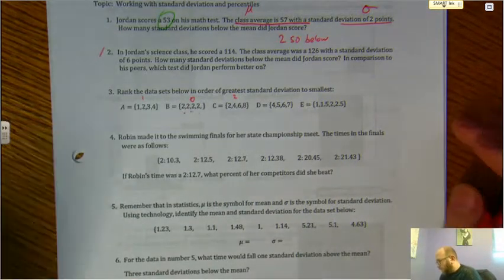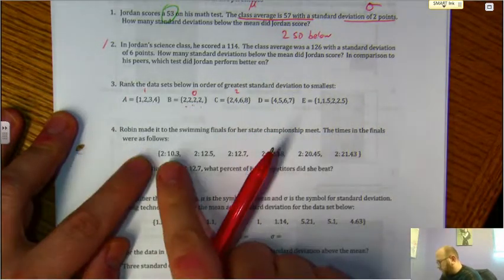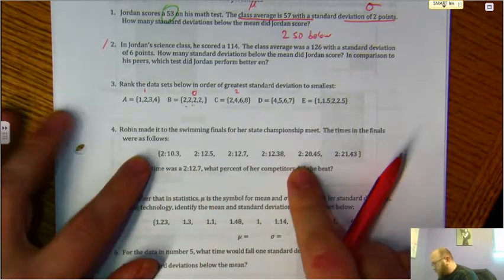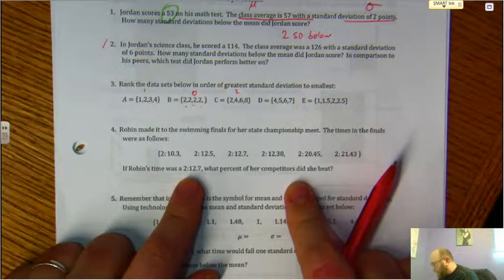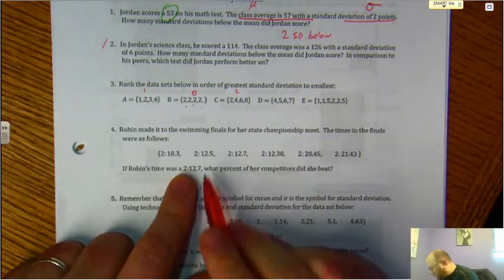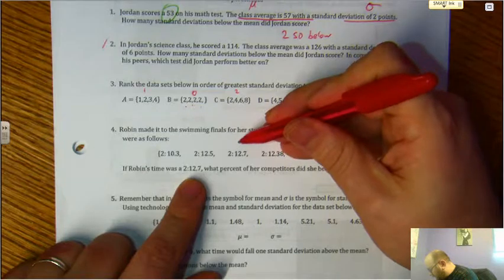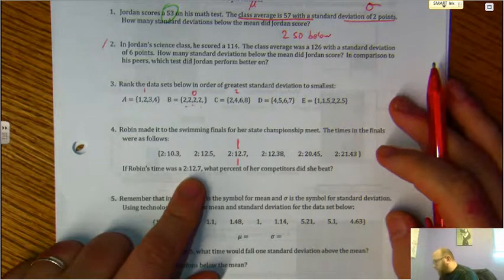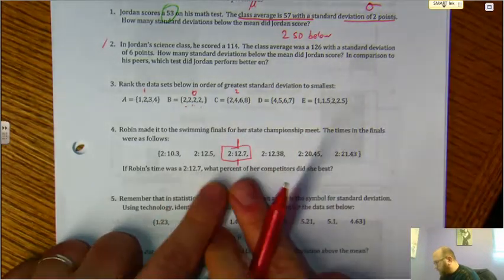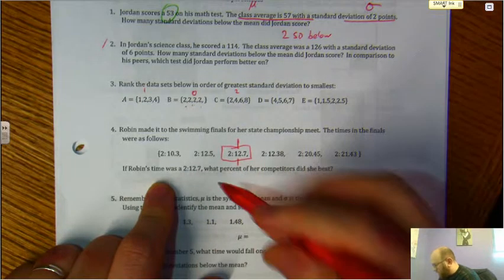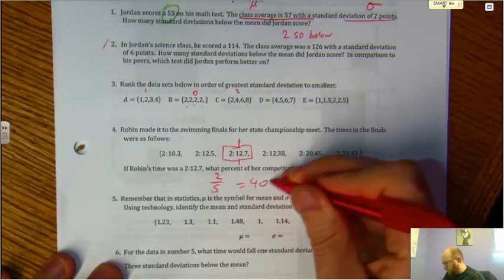All right. Robin made it to the swimming finals for her state championship meet. The times in the finals are below, 2 minutes and 10 seconds, 0.3, etc. If her time was 2:12.7, what percentage of her competitors did she beat? So where would that be? That would be right here. How many competitors did she have? 1, 2, 3, 4, 5 competitors. How many of them did she defeat? 2. So it would be 2/5, which is 40%.